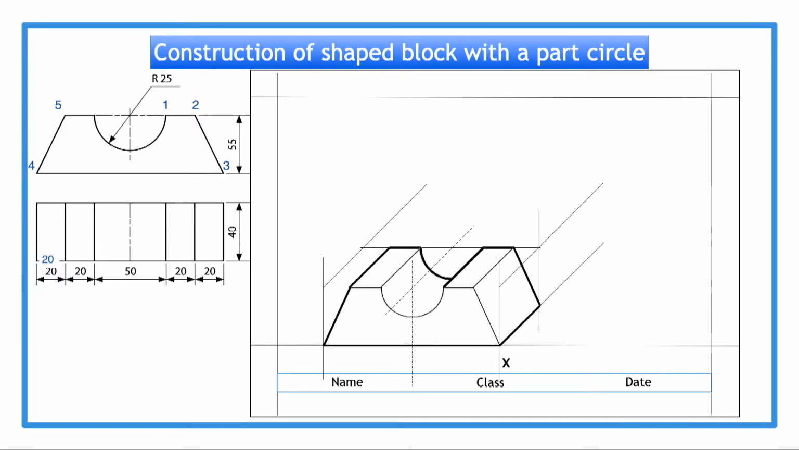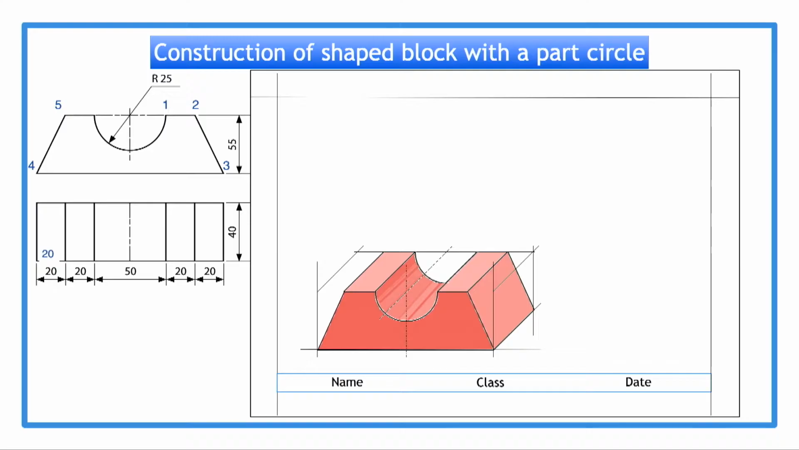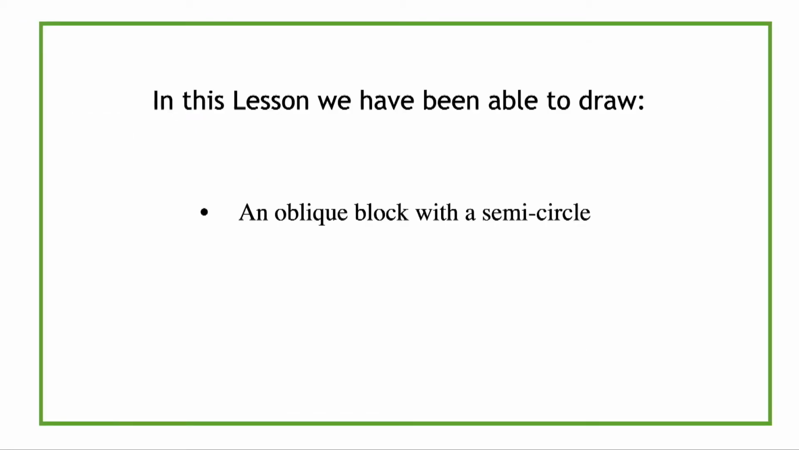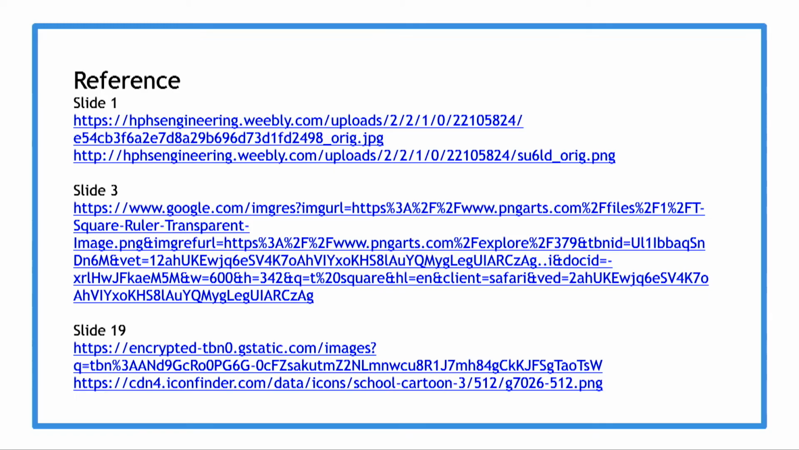Rendering with thick and thin line technique gives us this, and using color can give us this appearance. You can also render using any color of your choice. So in this lesson, we have been able to draw an oblique block with a semicircle. These are the references for images used.